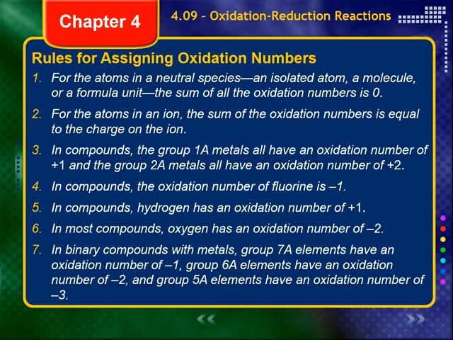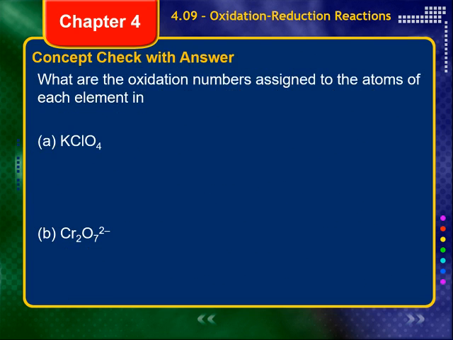And lastly, in binary compounds with metals, main group 7, the halogen elements, have an oxidation number of -1. Main group 6 elements have an oxidation number of -2, and main group 5 elements have an oxidation number of -3 for the most part. There are some exceptions, but for the most part, these are pretty steadfast. So let's go through a concept check. I'll give you the answer here so you can check your work.